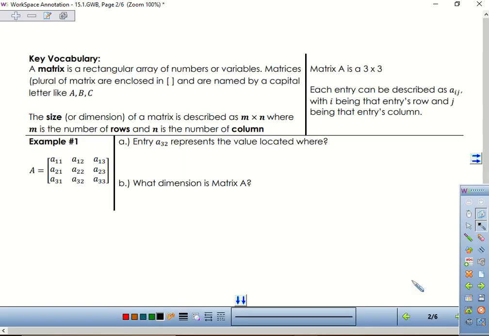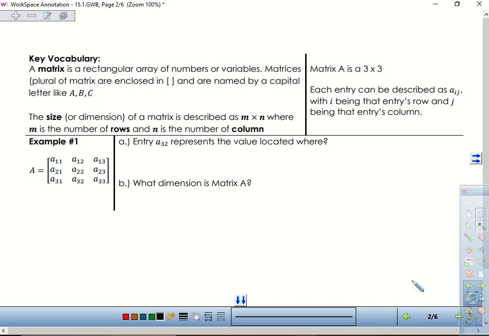So a matrix is a rectangular array of numbers or variables. Matrices is the plural of matrix. And they're going to be represented in these square brackets all the time, and are named by a capital letter like A, B, C. The size, aka the dimension of a matrix, is described by m times n, where m is the number of rows and n is the column. So m is rows, n is column. So it's always row, comma, column, or row times column. So the rows always come first.